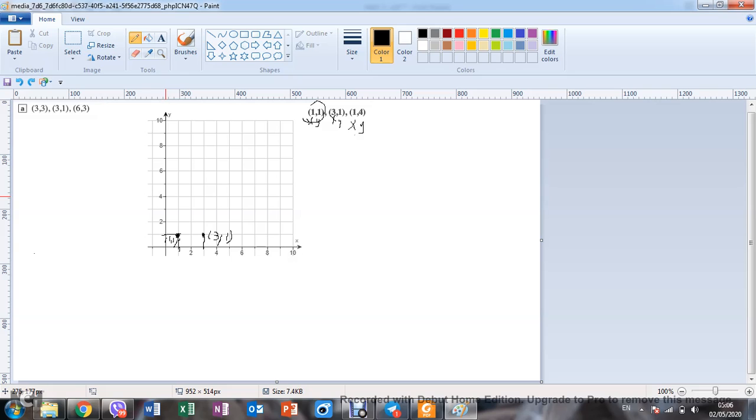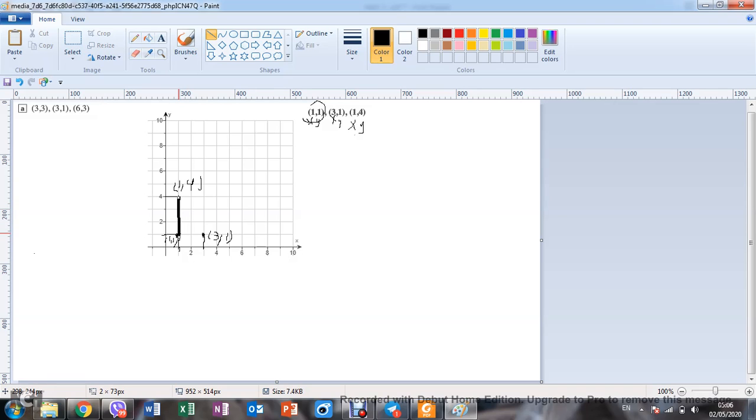I draw a line from 4, and I draw a line from 1 until I reach 4. So at this point I got the third one, which is called what? 1 and 4. Okay, now I connect these points together by using a ruler. You should use a ruler. I connect this point with this point.